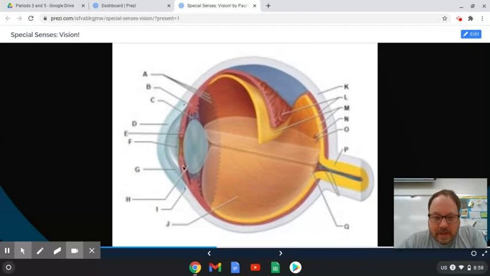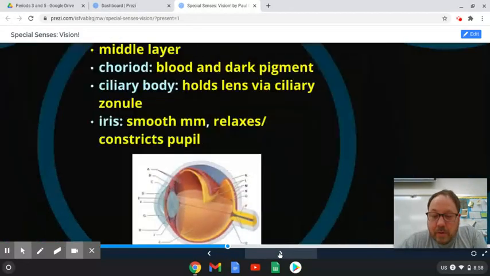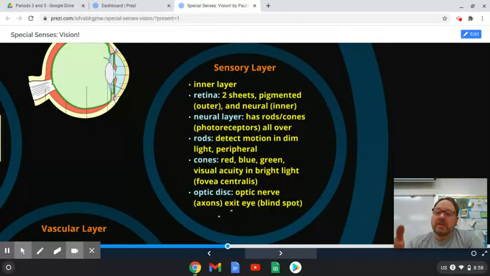There is the iris, and then the middle is the hole here, and that's the pupil. And so light will pass through the cornea and pass through the pupil, strike the lens, and then light will bend and hit this inner part of the eye where the photoreceptors are. So the interior portion is the sensory layer.